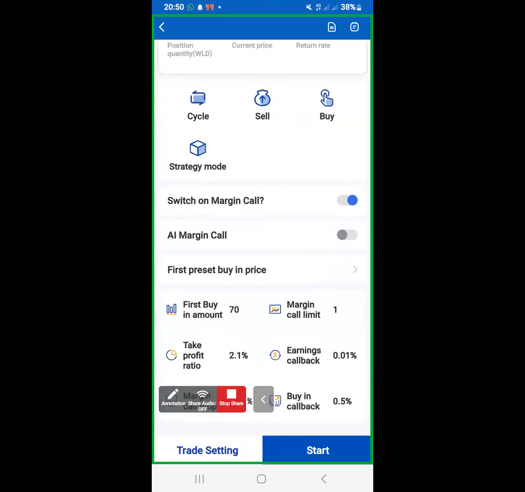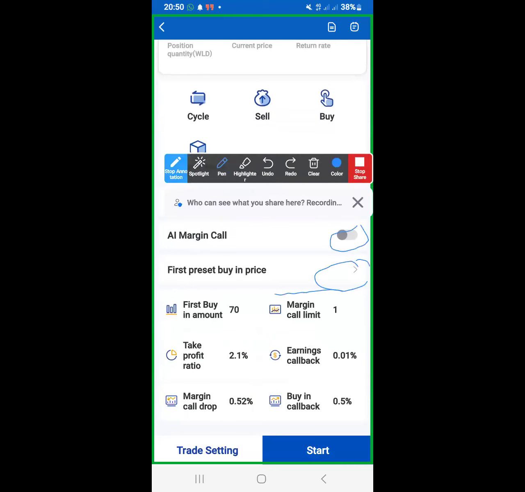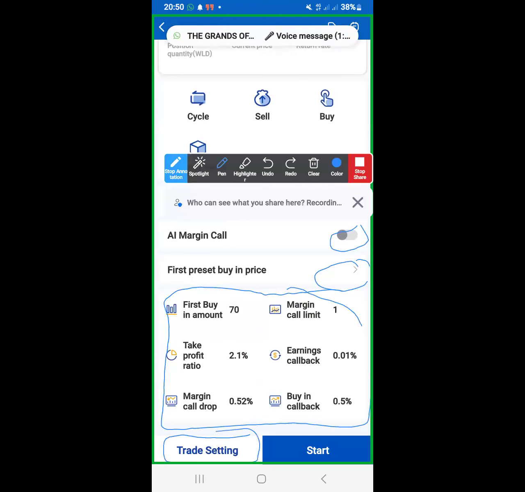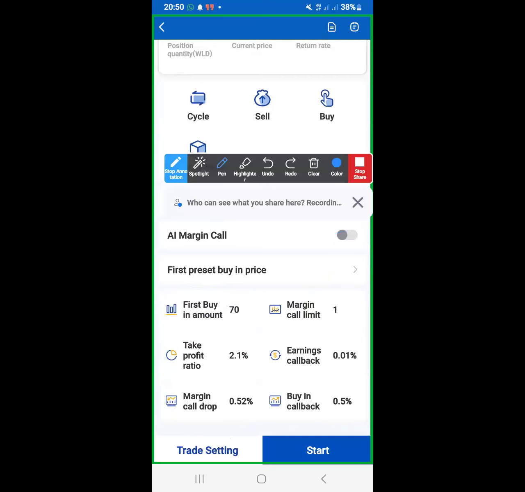Now, these other ones are just summaries. These are summaries of what you would have set here in the trade settings. Like in this case, my first buying amount is 70, meaning that is the amount I wish the robot to pick from my spot wallet whenever it is executing a buy order. It has to pick 70. It's just like picking it and holding it in your hand, that this is what I was instructed to pick.